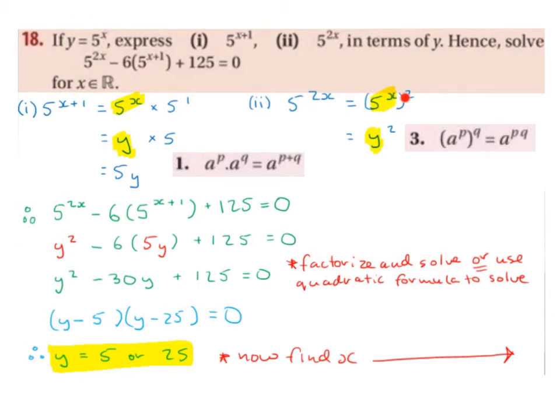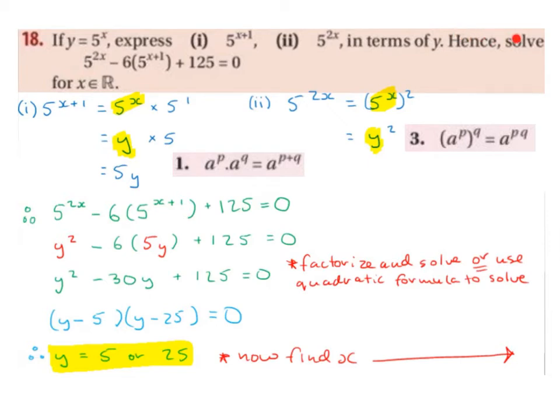So we're going to swap the 5 to the power of x for a y, and it's going to be squared. We bring down the squared, so we end up with y squared. So 5 to the power of 2x, written in terms of y, is going to give us y squared. So we've worked out part 1 and part 2.